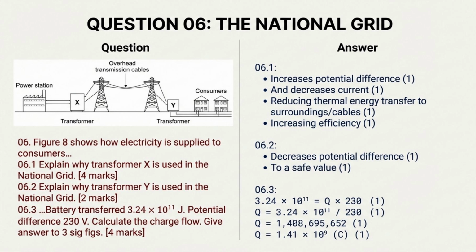3.24 times 10 to the 11 and divide it by 230. The question specifies giving the answer to 3 significant figures. Right, so you do the division, round to 3 sig figs, and the mark scheme answer is 1.41 times 10 to the power of 9 coulombs.